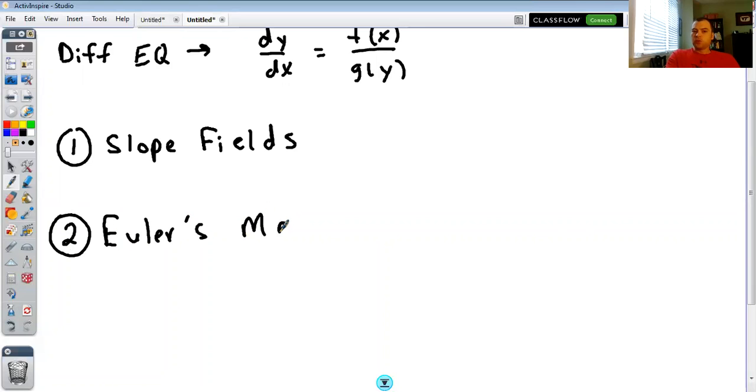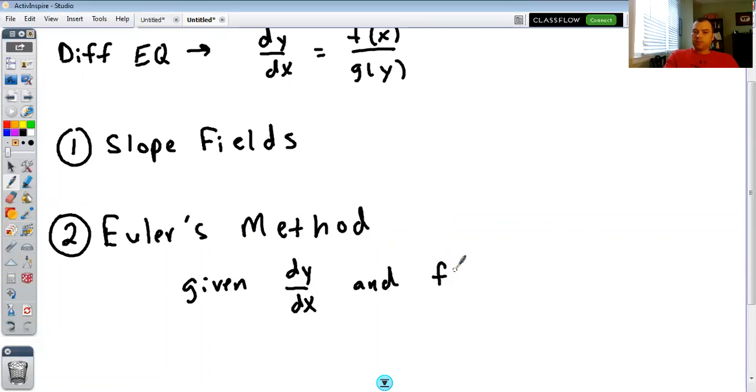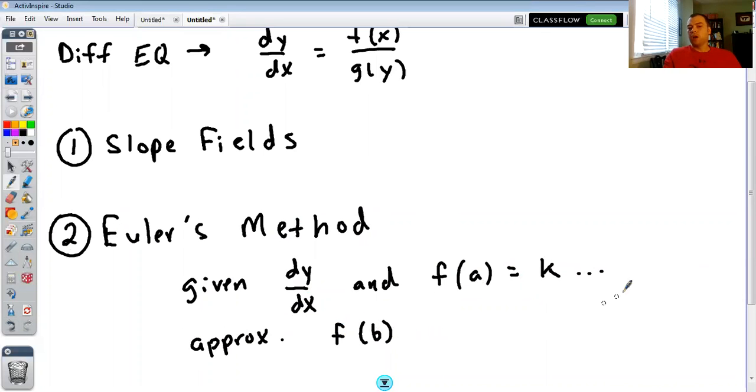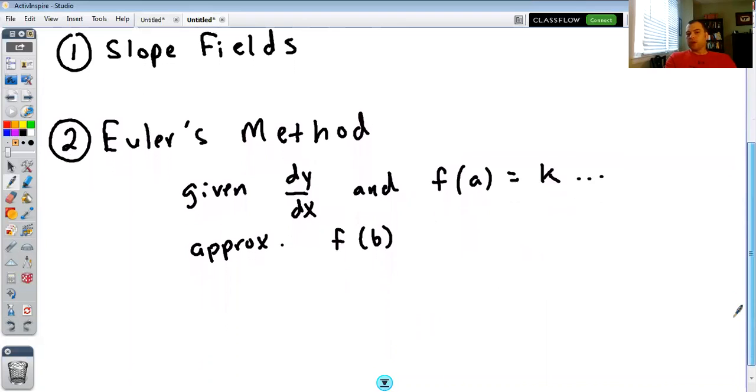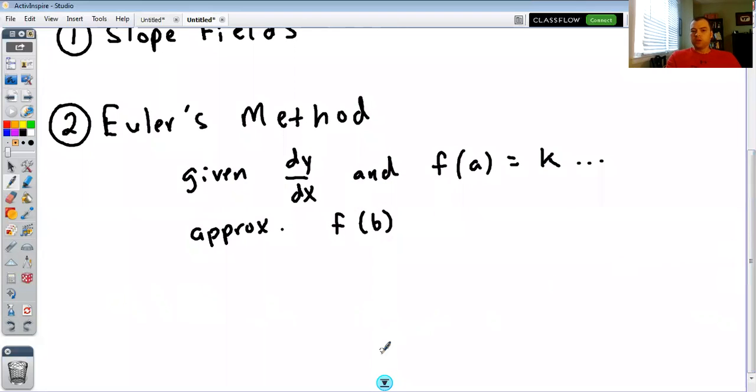And remember, Euler's method is a way of using the derivative at a known point. Given dy dx, this is why it's with our differential equations, and f of a is equal to some value k, we'll call it, you can approximate f of b, some new value, using various steps. Now, there's a few different ways that you can do Euler's method, but for my students, we learn the table. So I'm just going to remind you of what that table is.